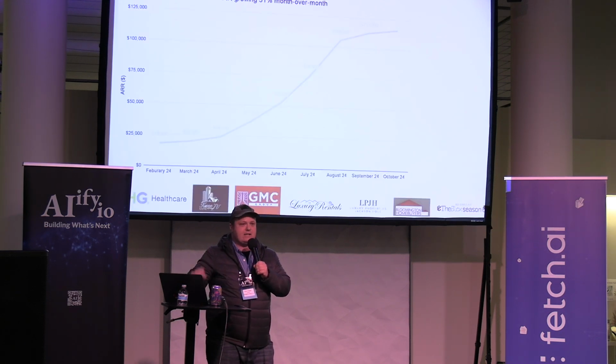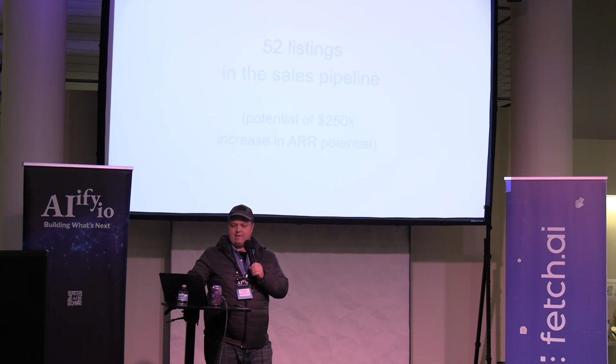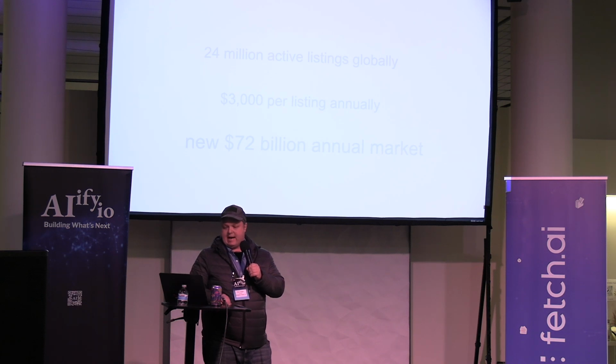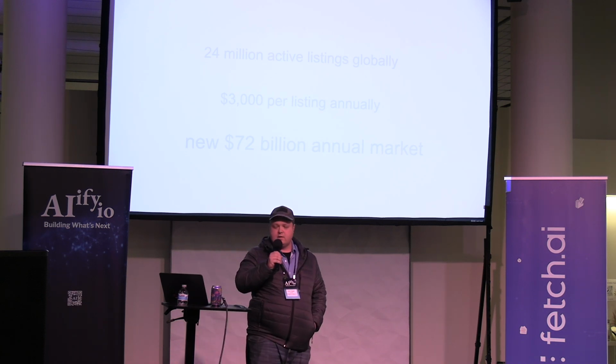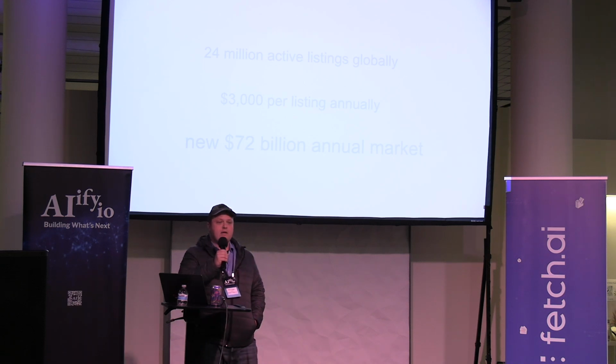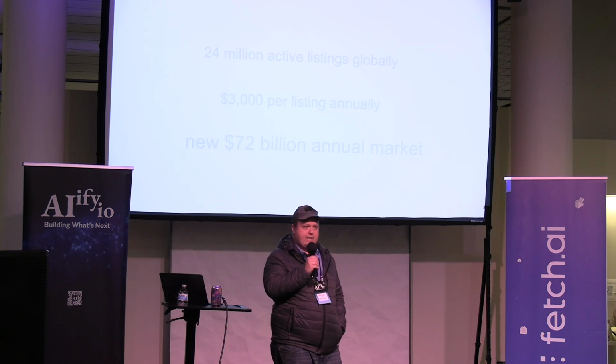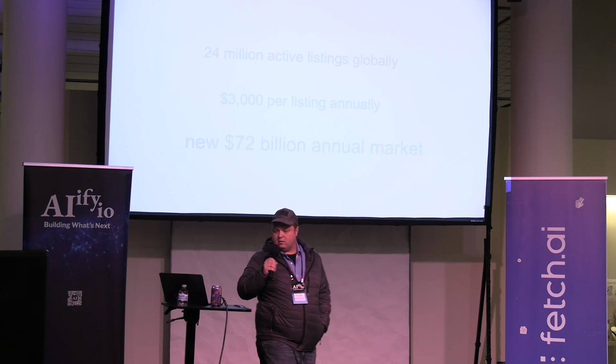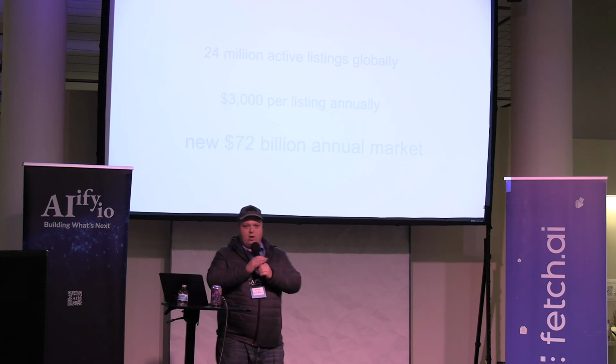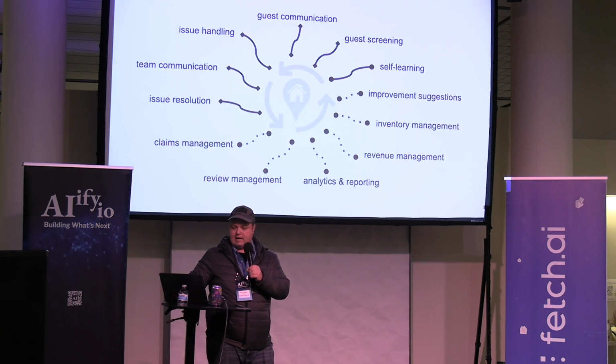And that's exactly why we've grown over 31% in the last 10 months. And now have 32 listings in our sales pipeline, a potential of over tripling our revenue in ARR maybe potentially over the next couple of months, we'll see. Now, it's a large market. There's currently 24 million active listings globally and more that can be unlocked. So at $3,000 per listing annually as a B2B SaaS subscription software, we're talking about a blue ocean new market opening up for AI agents, a $72 billion annual market, disrupting the market entirely.